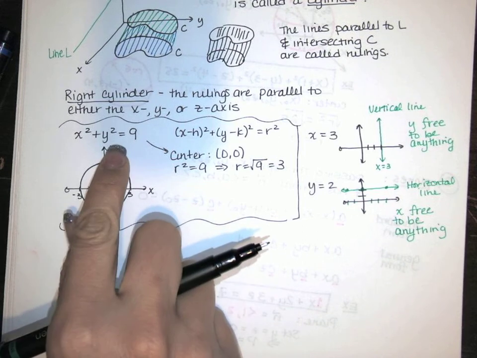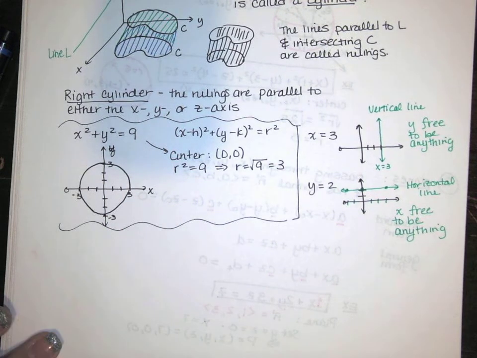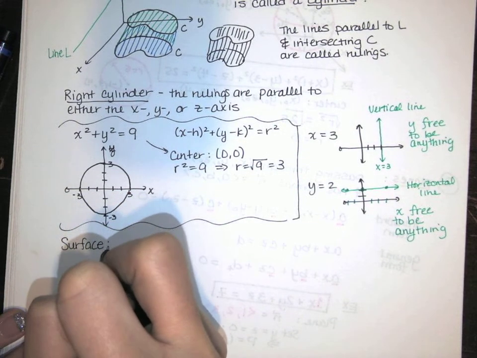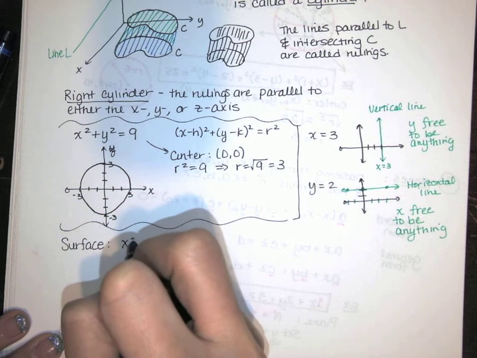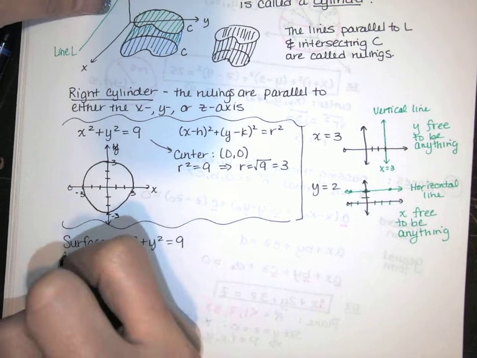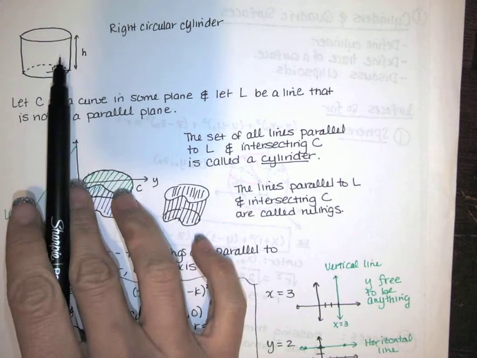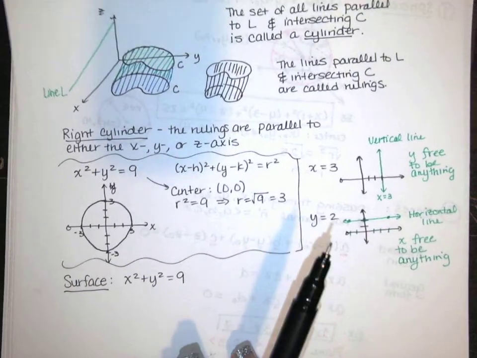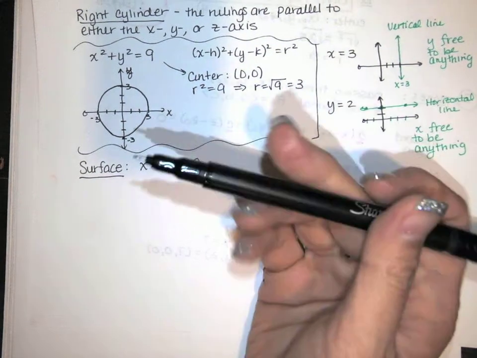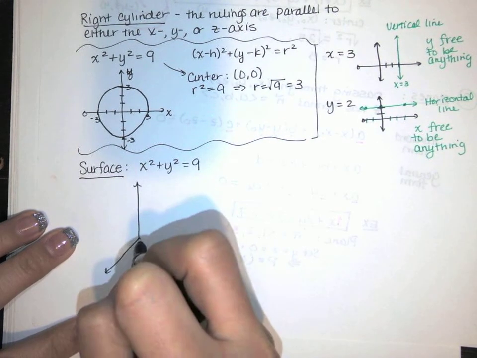If I am talking about the surface that has equation x squared plus y squared equals 9, so we're in 3D and someone tells you that x squared plus y squared equals 9, they're not talking about a circle. They're talking about our old friend, the right cylinder. They're talking about this guy right here. I say, well, what do you mean, Miss Townsend? Well, this is what it looks like in the xy plane. And that's our generating curve C.